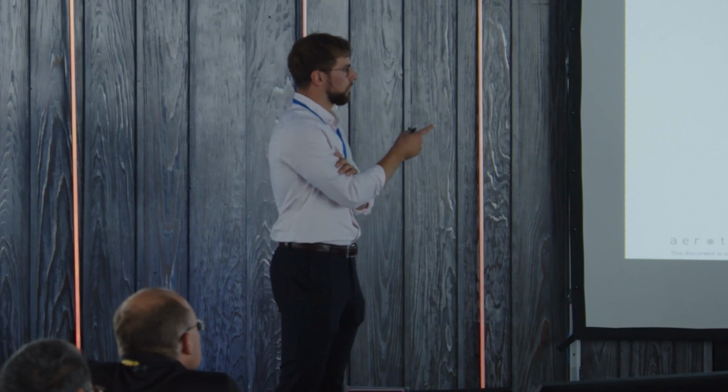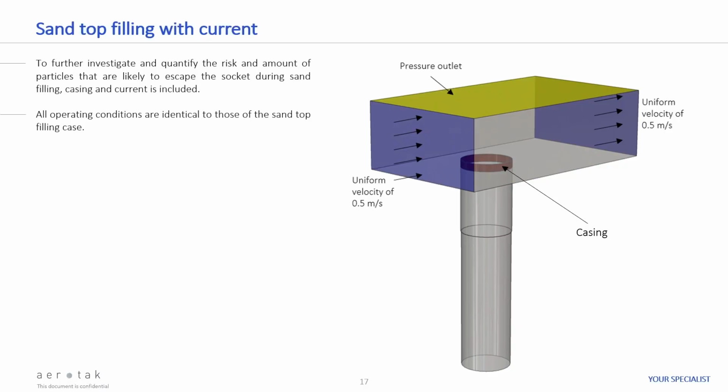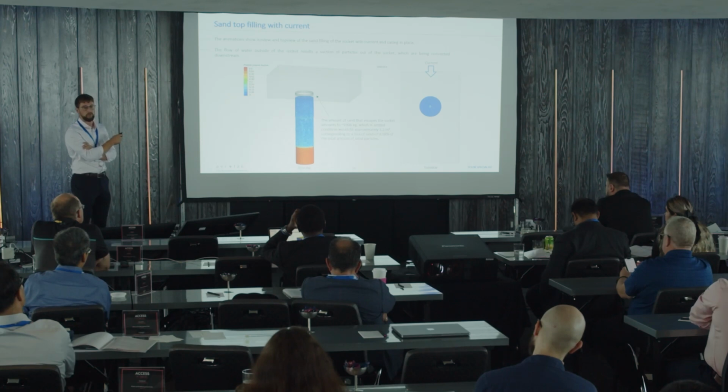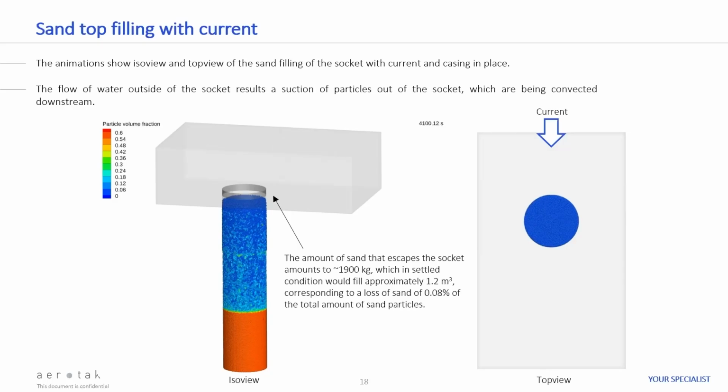So we added a more realistic boundary condition on top of the socket, where we have a current of 0.5 meter per second, just to see what actually happens and how that influences the amount of particles that we lose. This is again the same type of animation, seen from the top with the current coming in from the left. What you can see is that we are still losing particles to the surroundings, and they are forming a pattern that we would expect based on the separation points of the flow around the casing that sticks up a meter from the seabed, with some particles being carried downstream with the current.